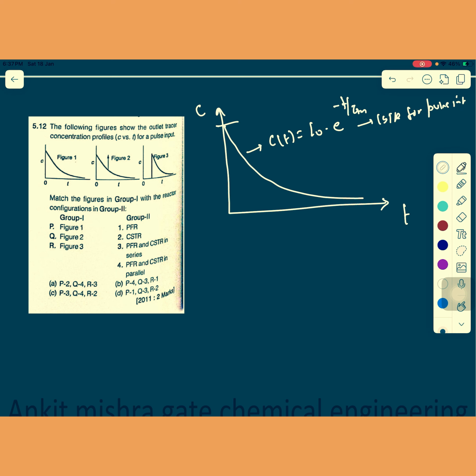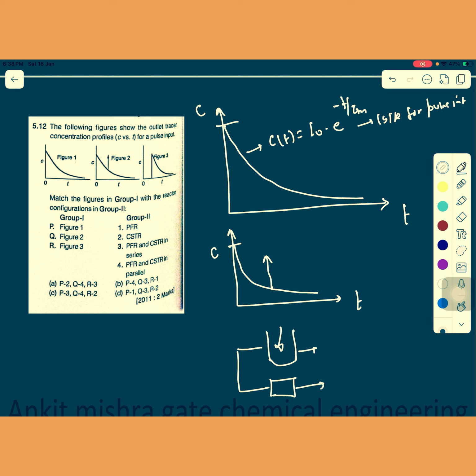Now when we see this kind of concentration versus time curve, and there is a hump in it, this kind of plot can arise only when there is a CSTR and a PFR in parallel combination, right? Why? Because continuously from the CSTR you are getting Ct equals C naught into e to the power minus t by tau, and whenever there is output from the PFR, it will shoot out like that.